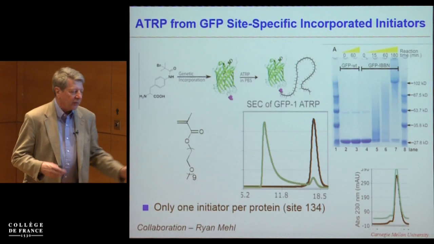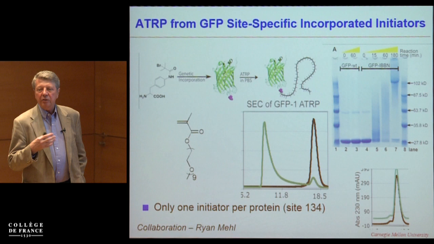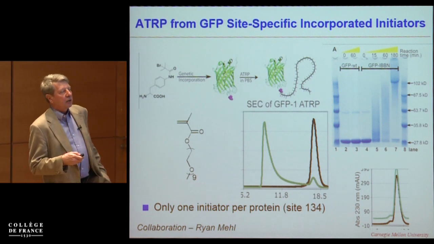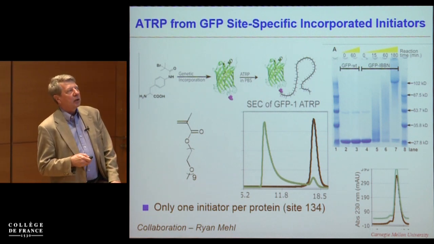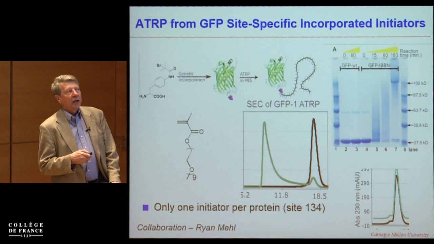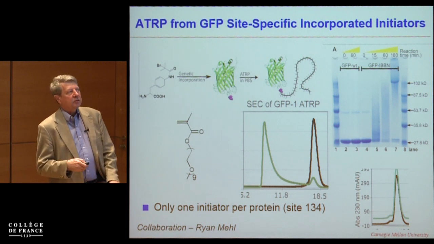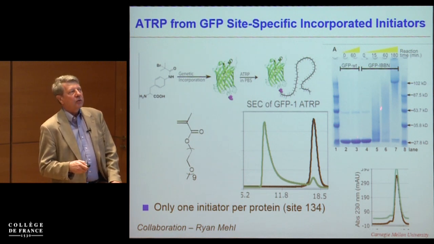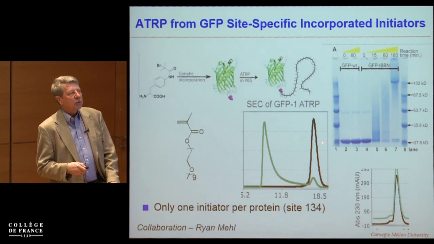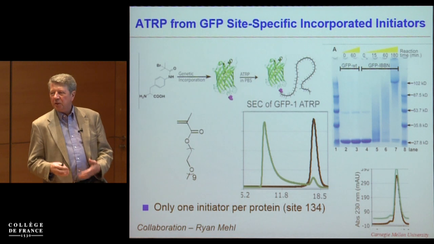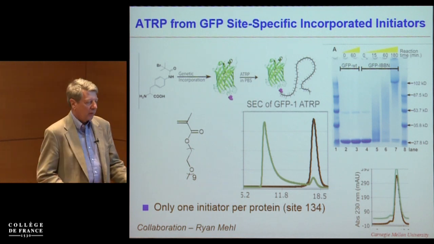We used something similar by a biotechnological approach, more or less. It was work done together with Ryan Mell. He incorporated at position 134 this ATRP bromoamide. And polymerization works. If you look at the gel, everything moves towards higher molecular weight, but still there is something unreacted here and the tailing. So it has to be somehow improved.